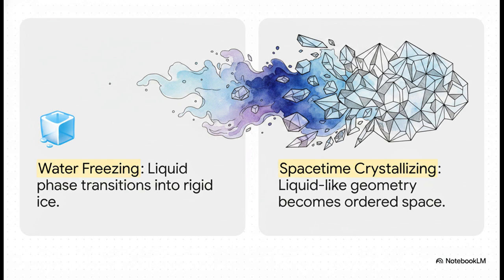Let's use an analogy we all know: freezing water. Just as liquid water goes through a phase transition to become a rigid, ordered crystal of ice, some theories suggest spacetime itself is undergoing a phase transition here. A sort of liquid-like quantum geometry crystallizes into the smooth, ordered space we experience today. In this view, our universe is basically just a growing ice crystal in a much larger, supercooled reality.